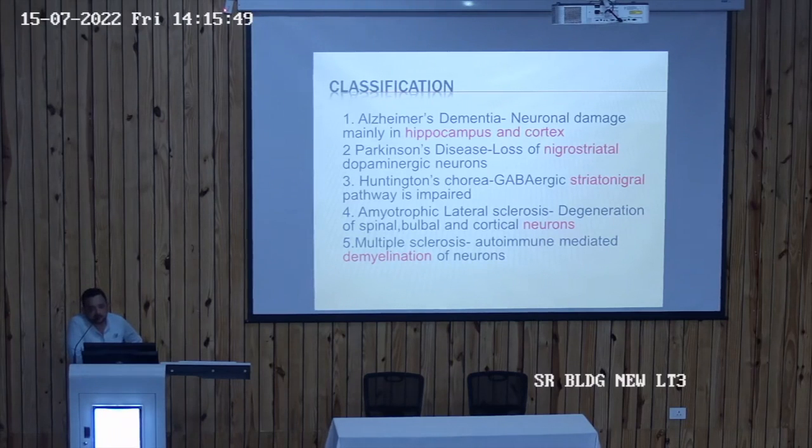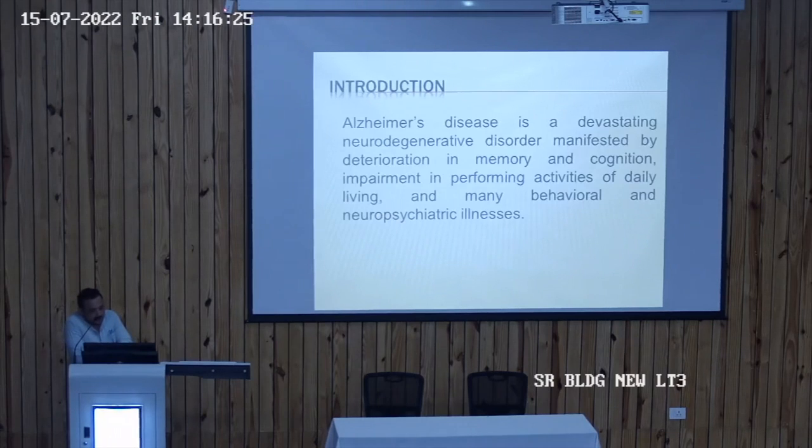Amyotrophic lateral sclerosis, degeneration of the spinal, bulbar and cortical neurons. And multiple sclerosis. Multiple sclerosis is an autoimmune disorder because हमारी बॉडी को लगता है कि हमारे न्यूरॉन्स are a foreign body, and the antibodies produced by the body attack those neurons and cause demyelination of the neurons. ठीक है? First of all, we'll start with the Alzheimer's disease.